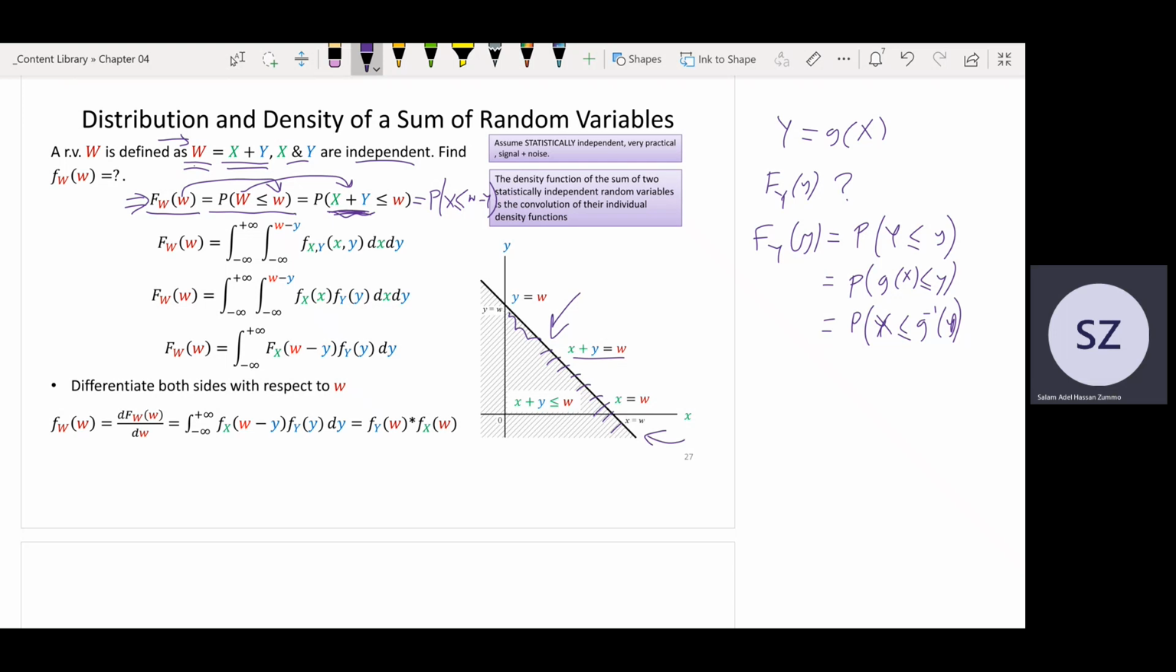What are the limits for this region? So what is the region of integration? Yeah, what is the region of integration?